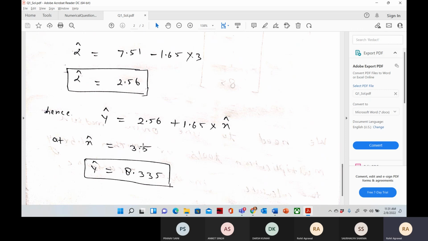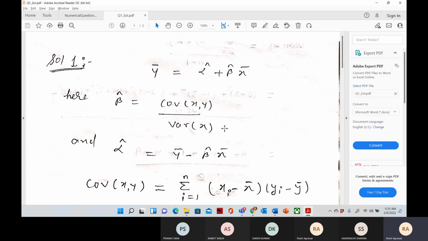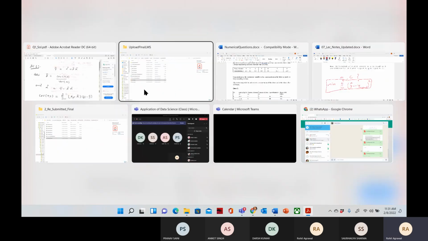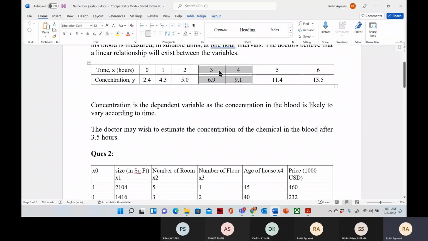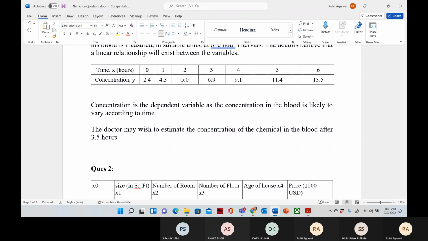Now, if you want to see the error, what I can do is look at the question. Where is the question? Okay, this is the question here. For 3, the concentration is 6.9. Am I right? Yes or no? Yes, sir.